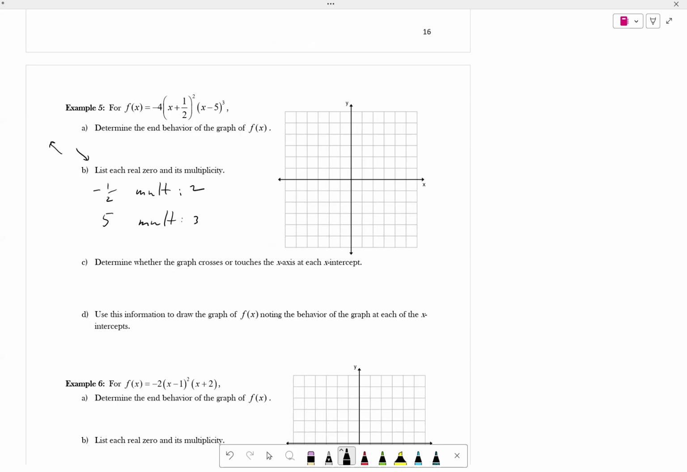So we know that when multiplicity is even, it touches it, and when it is odd, it crosses. Okay, so -1/2, 0 is a touch. And 3, 0, it's a cross. Multiplicity 3 is not just any cross, though. It's a cross with a twist. Did she talk about that at all?